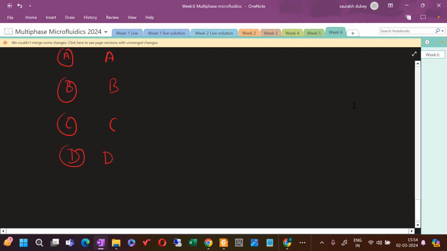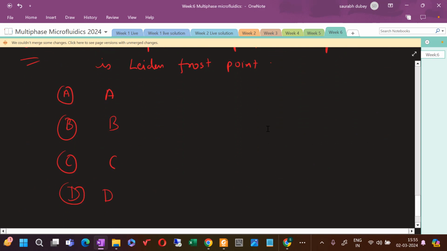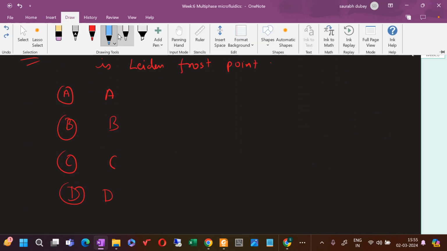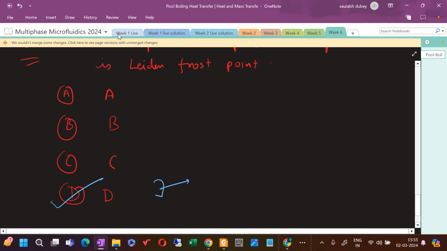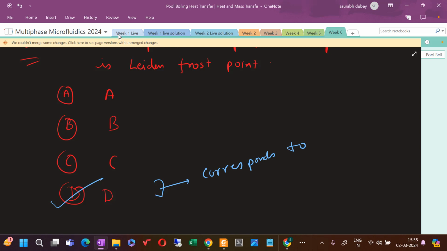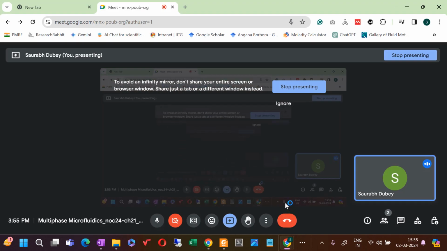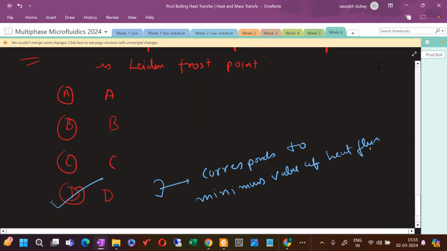Okay, so as we discussed, the answer to this will be D, which corresponds to the minimum value of heat flux. This corresponds to the minimum value of heat flux.